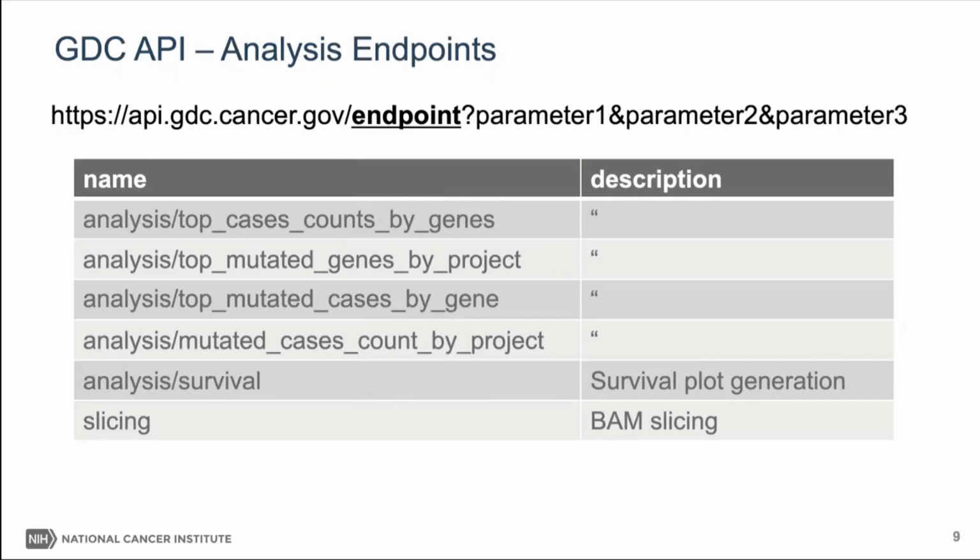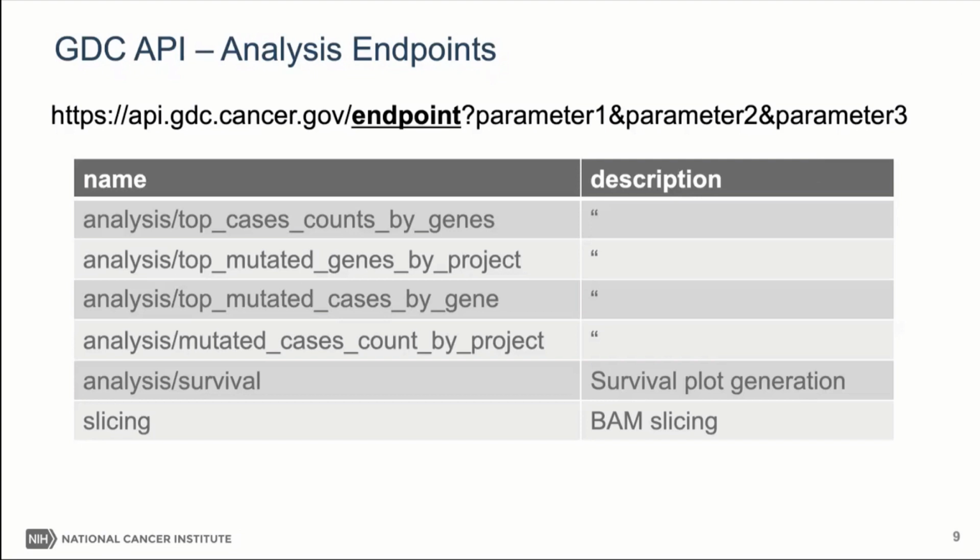Then there are some special endpoints called the analysis endpoints that do very specific things. So, for example, the top mutated cases by gene will show which cases have the most mutations for a specific gene, or top mutated gene by project, within a project, which genes are the top mutated. So these are all designed specifically to show things like visualizations on the portal and also to provide specific analyses that users might want to do and may not want to write their own scripts to do.